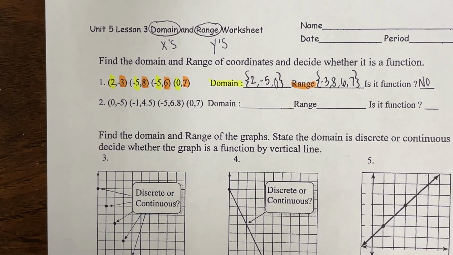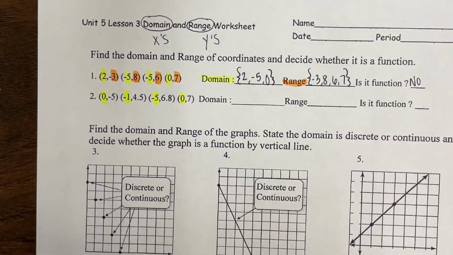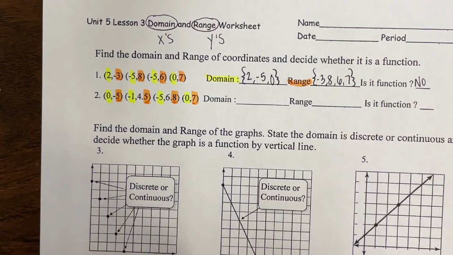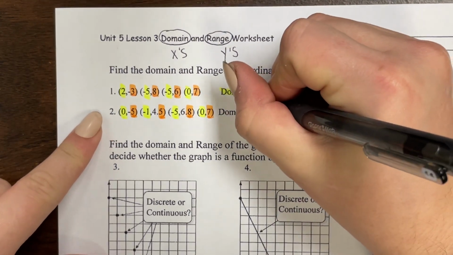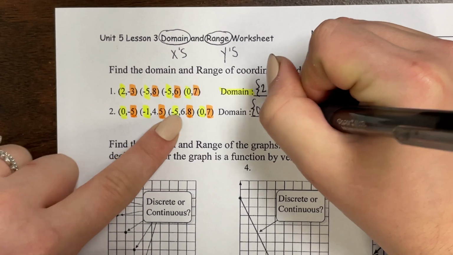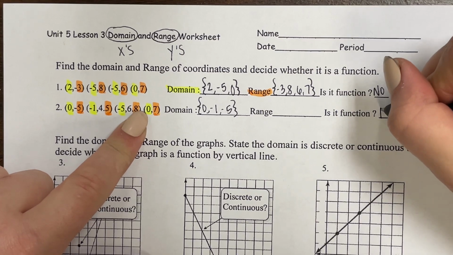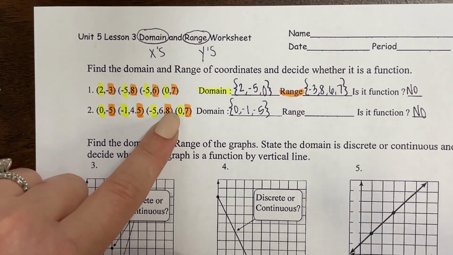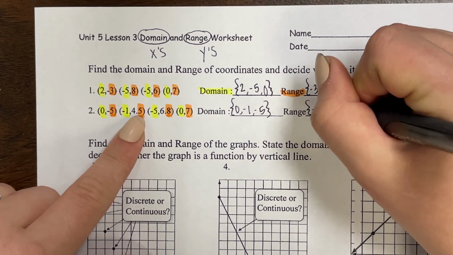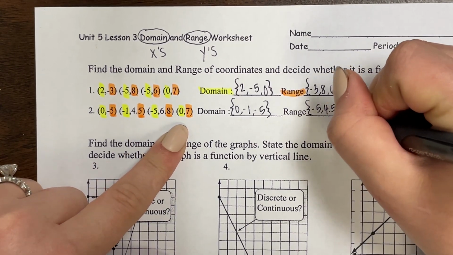All right, so number 2, domains are always my x's. And range is always my y's. So domain, 0, -1, -5, and another 0, that's a repeating x, so automatically no, that is not a function. And range, -5, 4.5, 6.8, and 7.